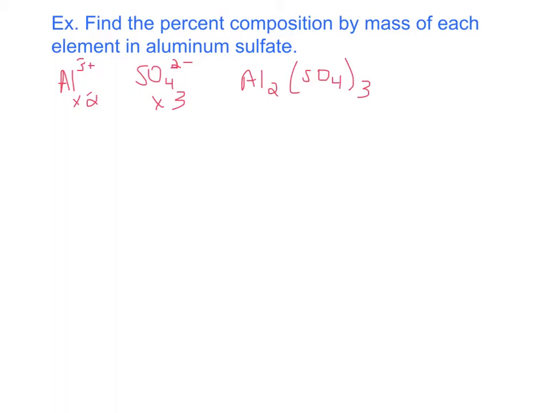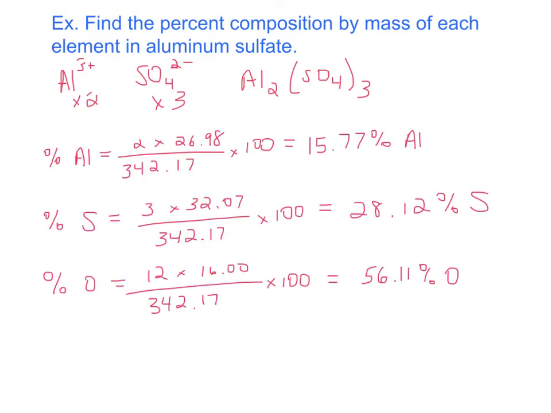So now that we know that the compound is Al2(SO4)3, please figure out the percent composition by mass of each element, so of aluminum, sulfur, and oxygen in aluminum sulfate. Now you're going to need to be careful and think about how this 3 distributes to the sulfur and the oxygen to figure out how many of each element you have. So pause it now and figure out the problem.